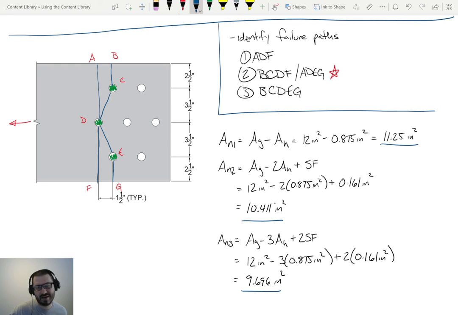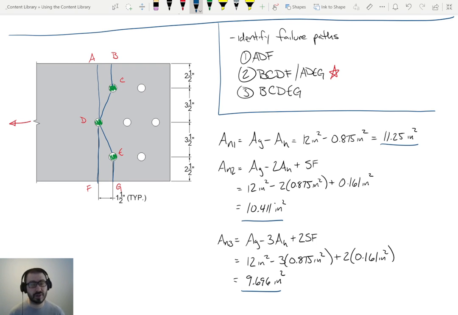Because let's just keep it simple. Let's say that this steel can withstand 50 KSI in fracture. That's way oversimplified, and doesn't account for shear lag or factor of safety or anything like that. Some of the other stuff we're going to talk about later. But let's just use that as an example. Let's say that the steel can withstand 50 KSI. So what's the maximum allowable load for this limit state? Well, it depends on which area you use. Maybe it's 50 KSI times 11.25, or 50 KSI times 10.411, or 50 KSI times 9.616. Each one of those is going to give you a load that this member can withstand.